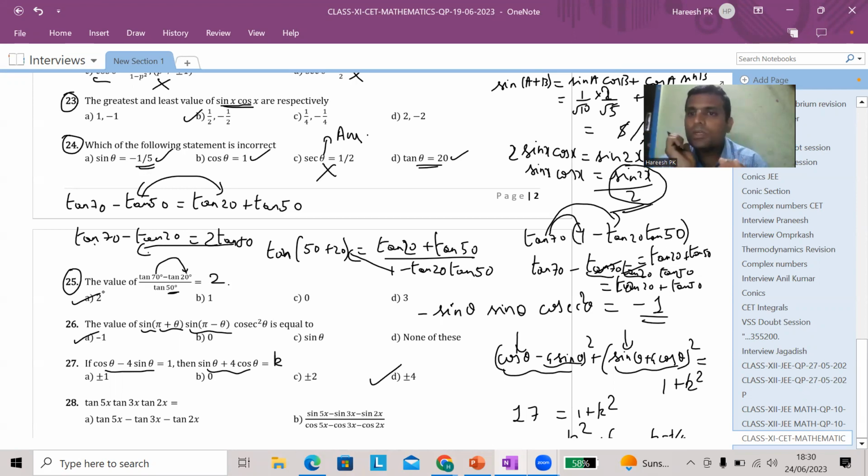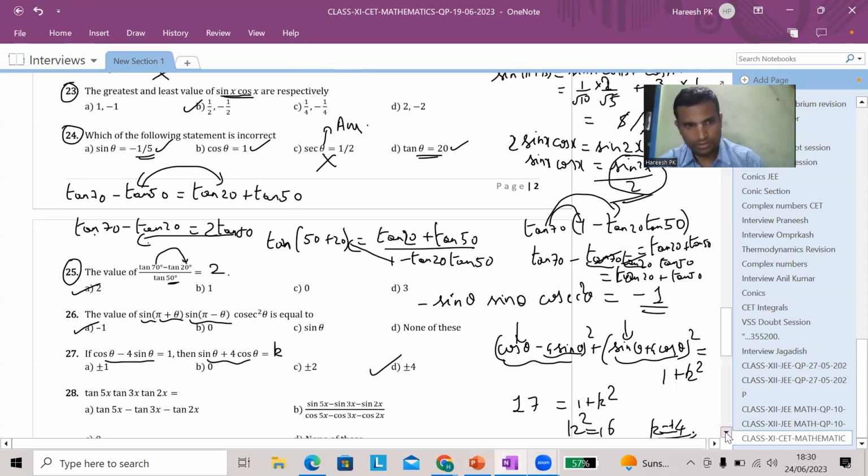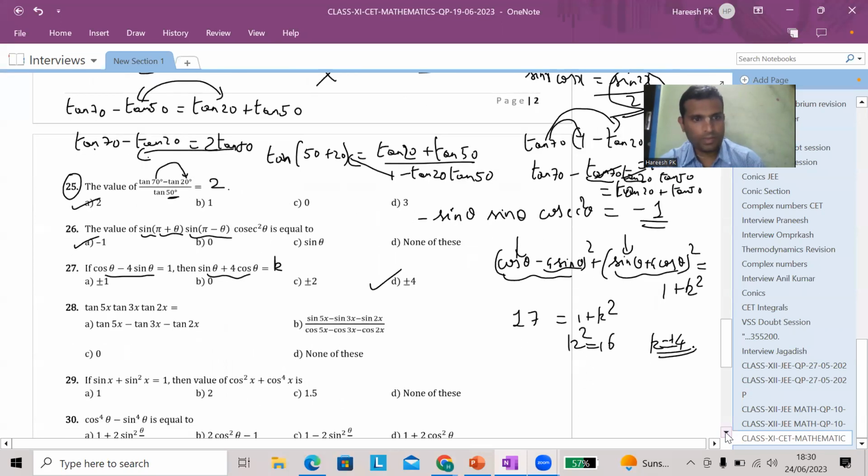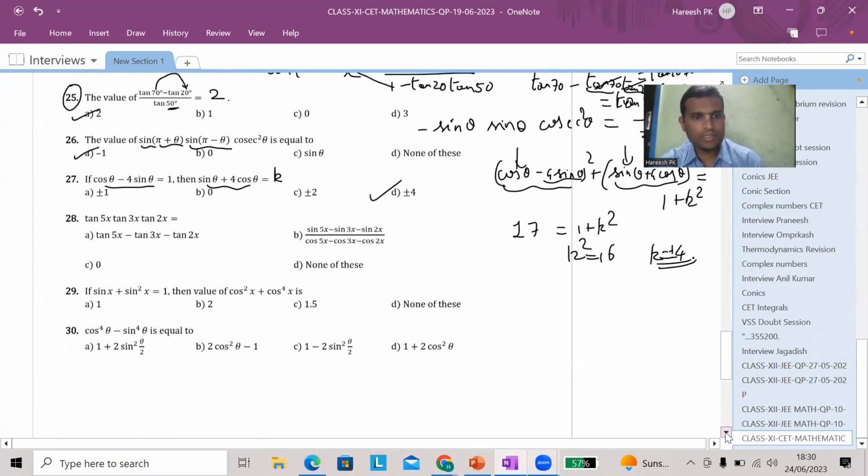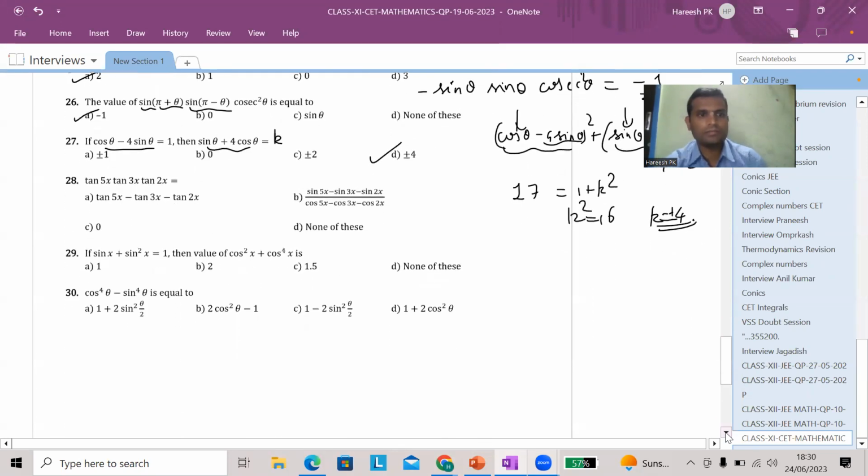So what is the clue? Whenever you see 50, 20, 70, start with tan of x plus y formula. Then just rearrange it. You'll get the answer. Okay. The last 3 questions, again, very easy.